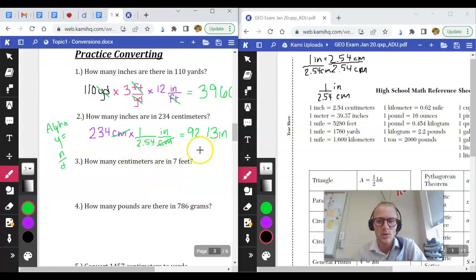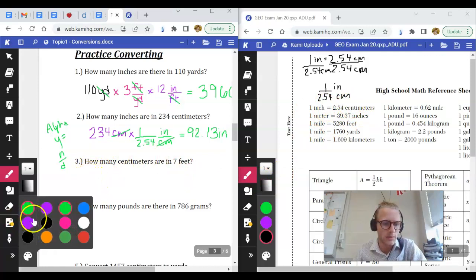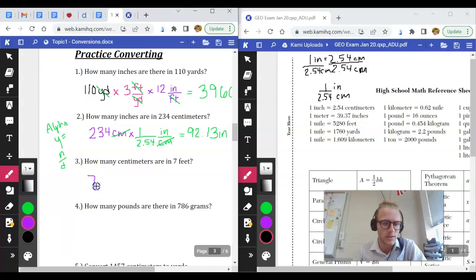Okay, so we're going to have to go a couple steps to do this because we don't have any conversion from feet to centimeters. But what we do have is inches to centimeters. So what we can do is write down what we have. Let's put that in purple again. We have 7 feet.